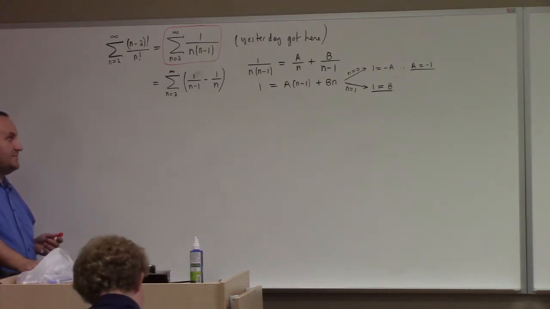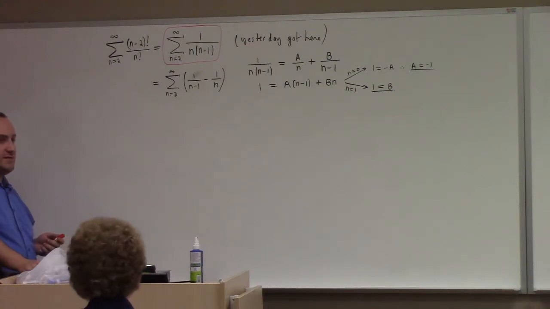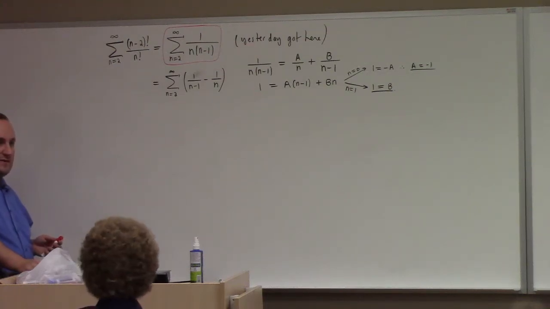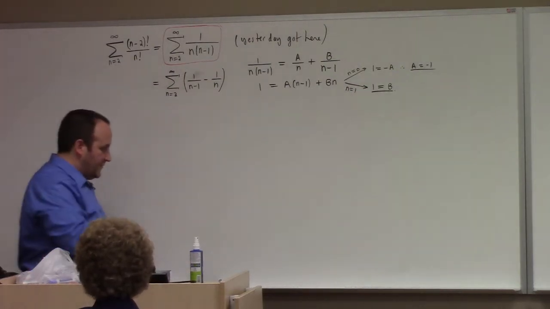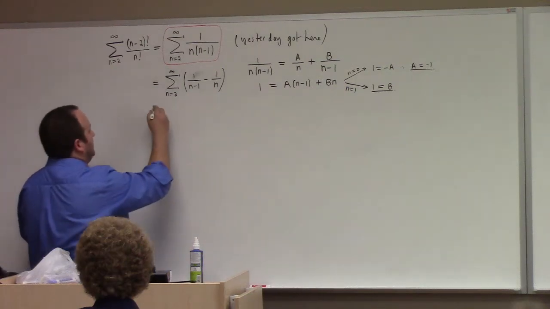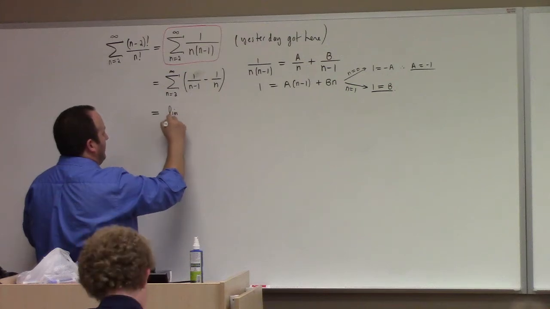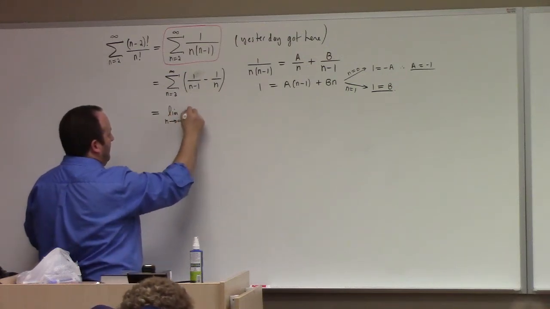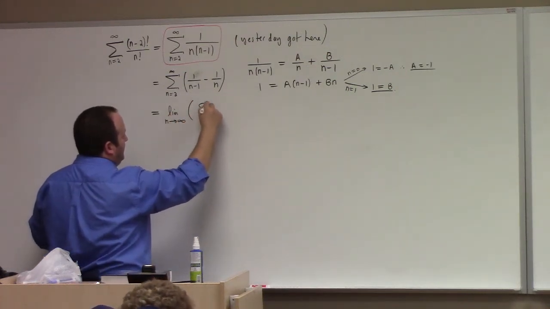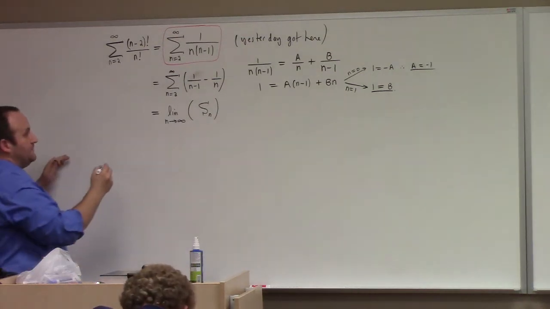To actually find the sum, I can calculate the nth partial sum here using the fact that it's telescoping. I just have to look at the pattern, right? So let's work on that. We could rewrite this as the limit as n goes to infinity of the nth partial sum. The question is, what is that nth partial sum, right? So let's work that out.